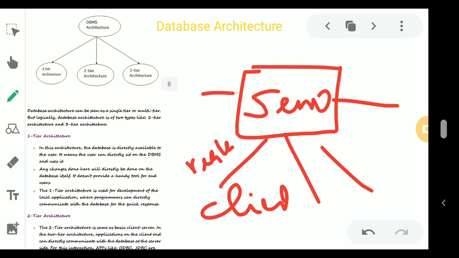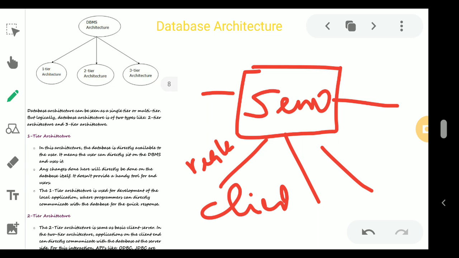So in a single tier architecture, what will happen? It can directly send a request, and doesn't need to go via some other application program. They can retrieve the information. Any changes done here will be done directly on the database itself. So suppose a client or user is making any changes, it will be directly reflected in this central database.